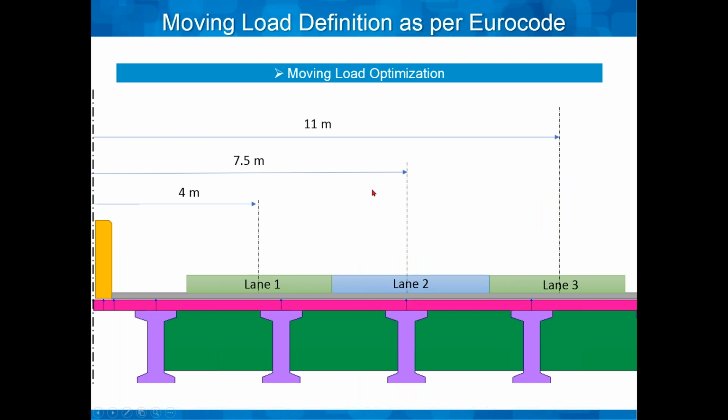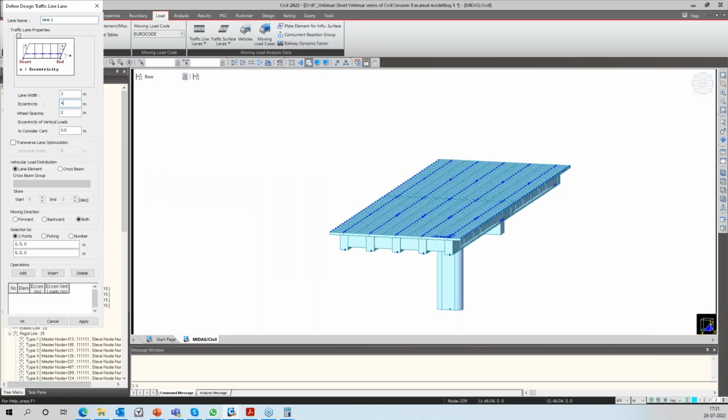So if the lane is at the center, then of course it will be half of the width of our entire deck, that is 15 divided by 2. And if you have more number of lanes, likewise you should start from a particular reference line. So we will use one reference line, and we will go ahead and create these 3 lanes. So the first lane is at an eccentricity of 4 meters, and we'll keep the wheel spacing over here as 2 meters right now, and further you also have this option to do the transverse lane optimization with the allowable width of 3 meters. So these are certain additional options available.